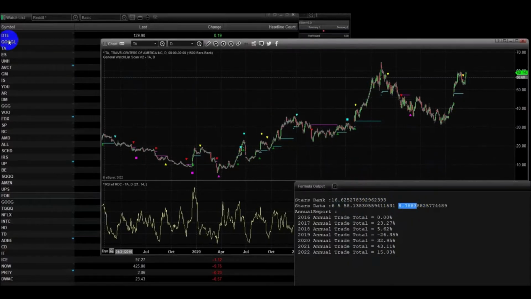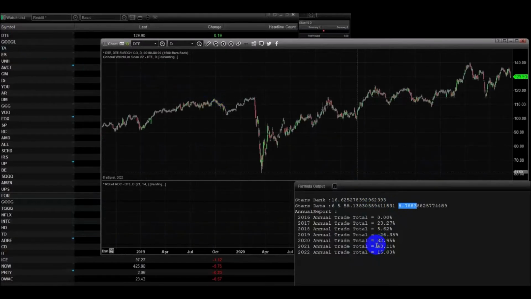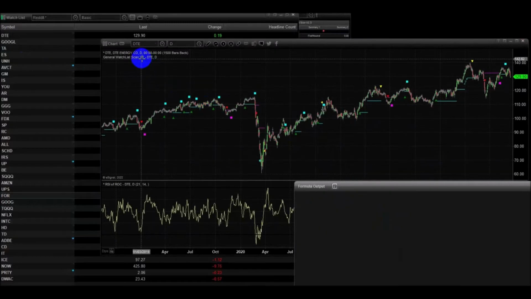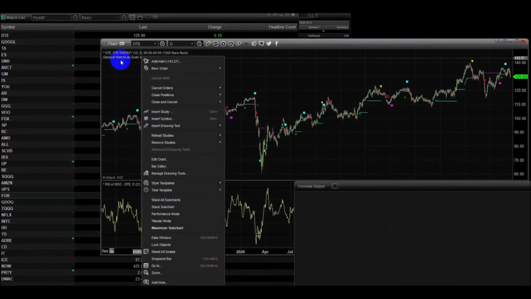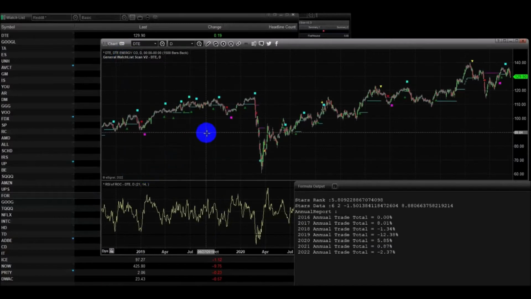So if we take a look at another, let's go to DTE. I'll just take a look at these things in order, show you what's going on. Let me reload this and clear it. The benefit behind this, ladies and gentlemen, is that you're going to be able to pick stocks that are consistent, performing, and within relative volatility.